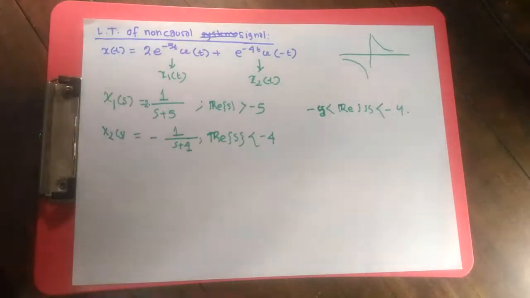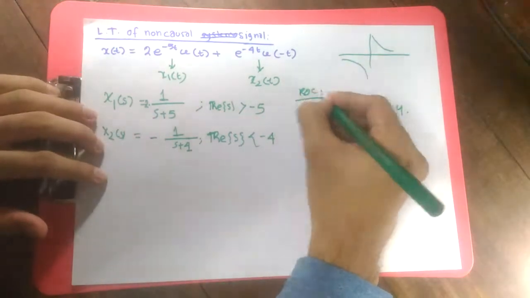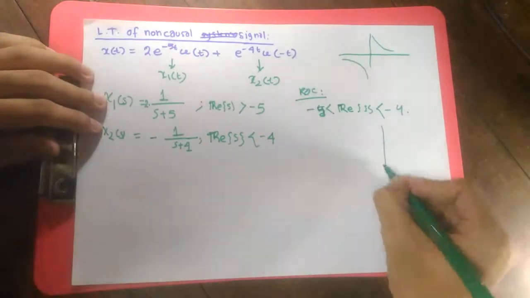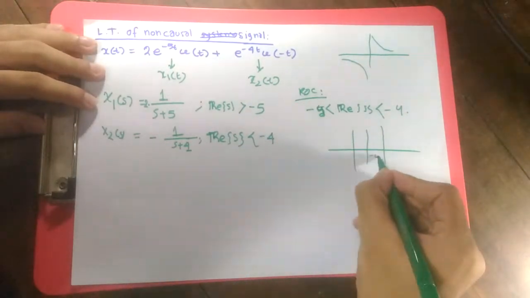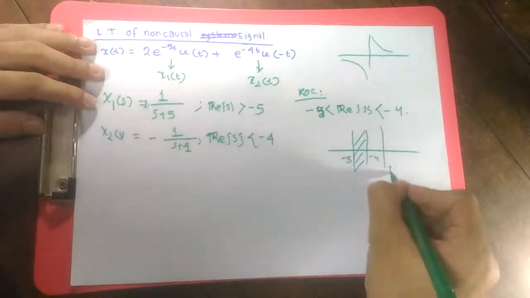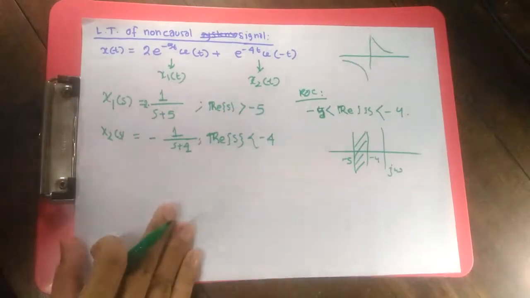So it is our ultimate ROC. Remember, whenever you do any sort of Laplace transformation, you always have to mention your ROC. Now for this example, the ROC is between minus 4 and minus 5, and there is no j omega line here. So for this signal there is no Fourier transformation possible.